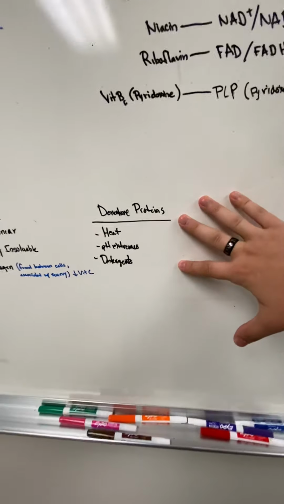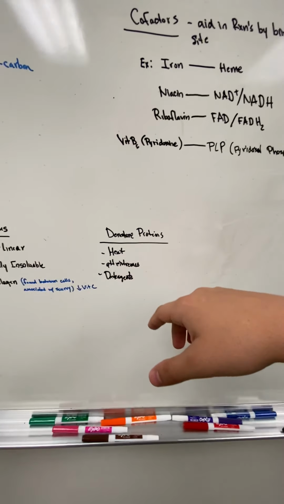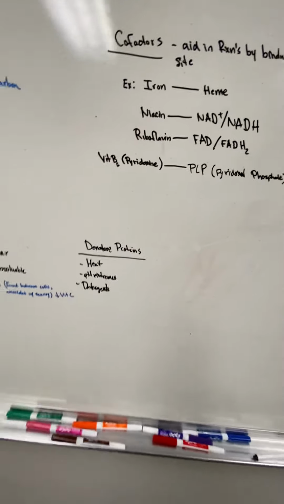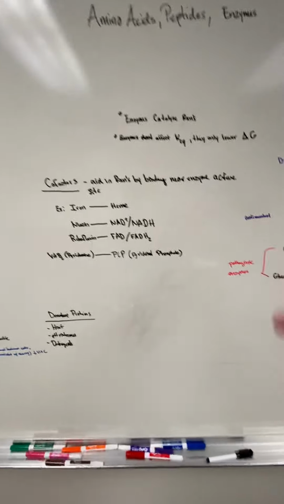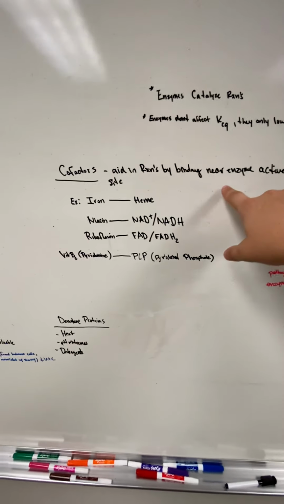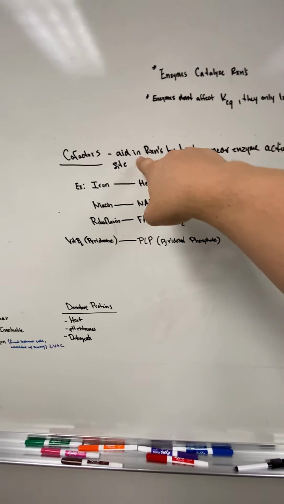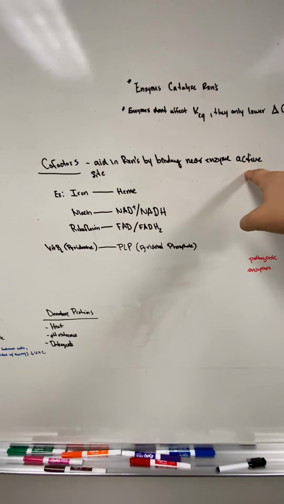How to denature proteins: heat, pH extremes, and detergents like alcohol and other things. So we're gonna move over to start the enzymes. So we have these cofactors, and cofactors kind of aid enzyme activity. So they bind near the enzyme active site.